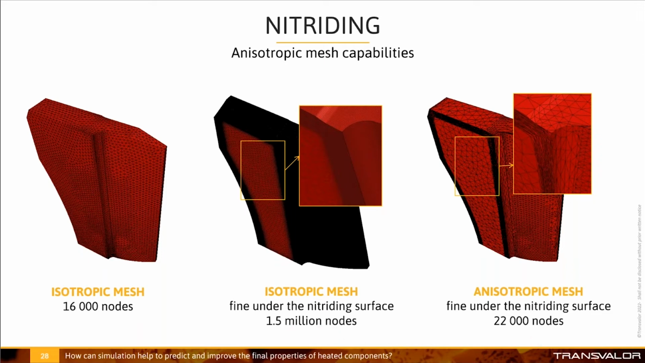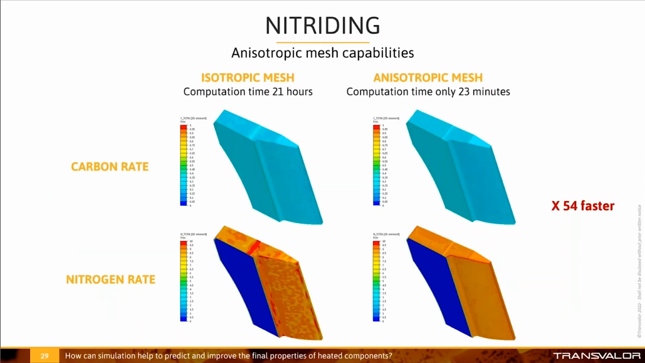Let's check the results and make a comparison between isotropic mesh and anisotropic mesh. Computation time was 20 hours for the isotropic mesh and only 23 minutes for the anisotropic mesh. Here we see the carbon rate distribution for both meshes, and here we see the nitrogen distribution. We can check that the results are similar, but thanks to the anisotropic mesh, it is 54 times faster.